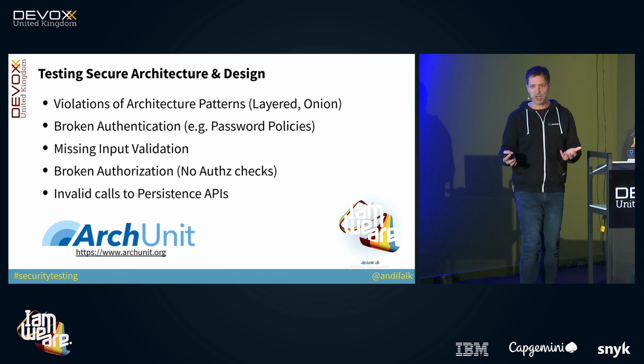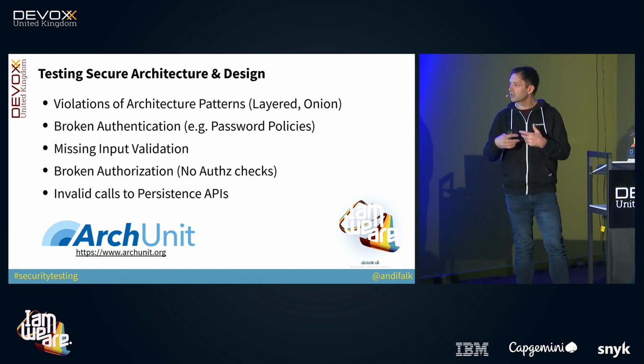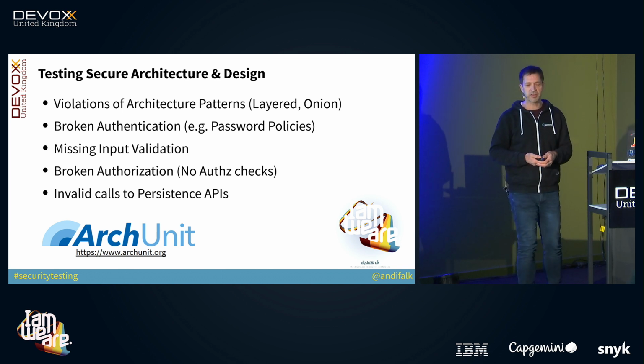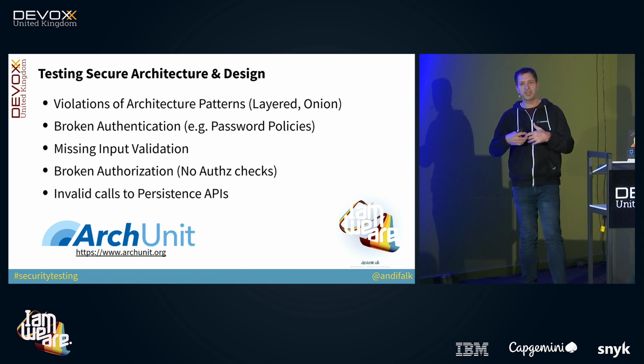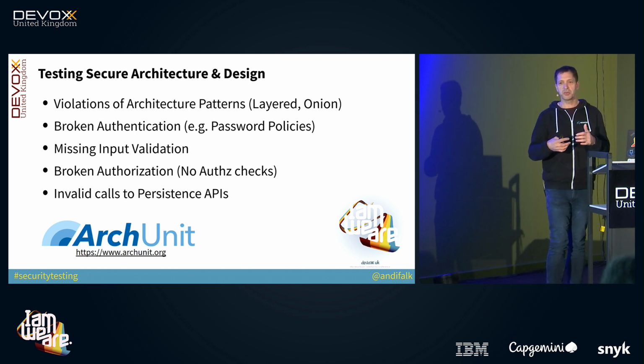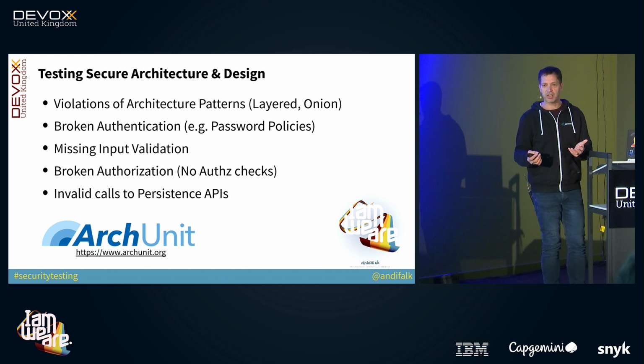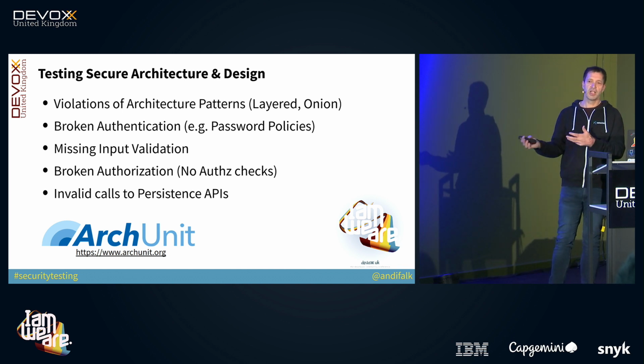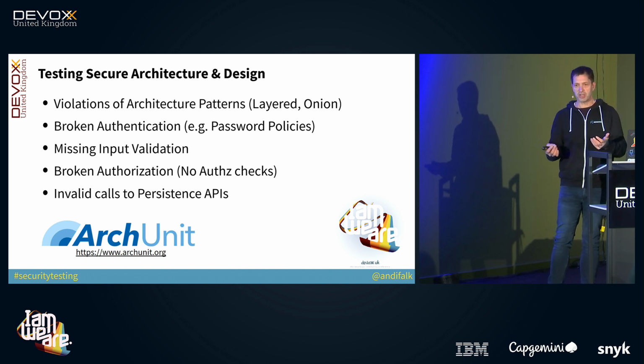And for SQL injection problems, you can also check for invalid calls to persistence APIs. So you can totally avoid direct calls to Java SQL packages and stuff like that if you have an ORM framework in place like Hibernate or Spring Data.